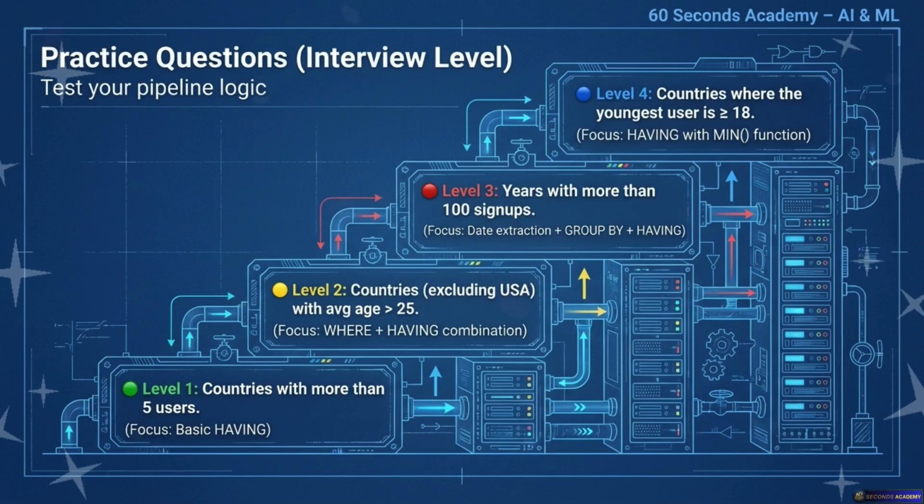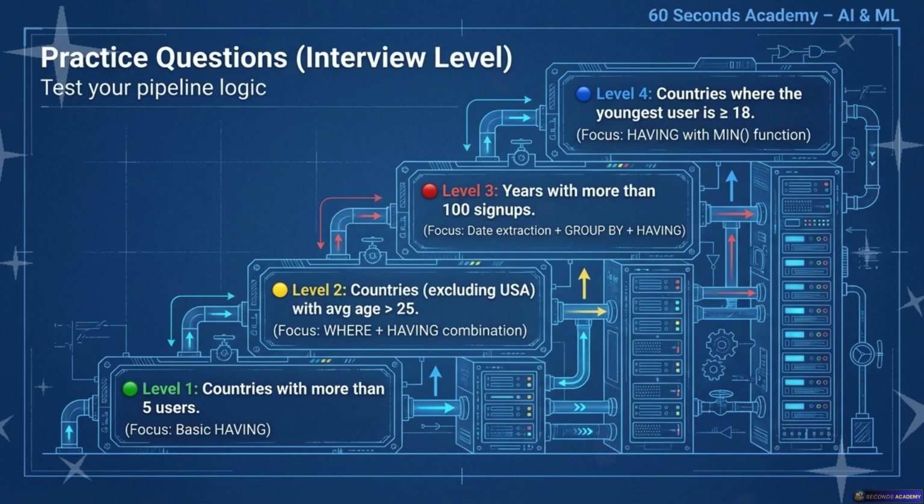Beautiful. Let's walk through level 3. Find sign-up years with more than 100 sign-ups. This introduces a transformation step. Your raw data has a sign-up date timestamp. You cannot group by the raw timestamp because every second is unique. You'd end up with millions of groups of size 1. Right. You must first extract the year. The engine parses the extraction, groups by that extracted year, and then applies the behavior filter having count star greater than 100. That makes total sense.